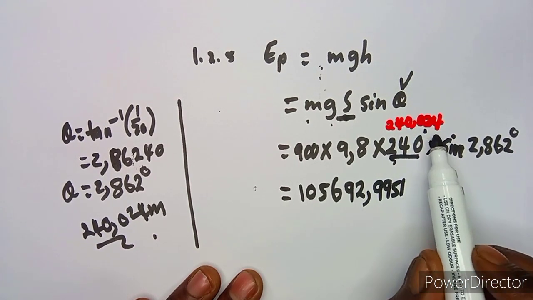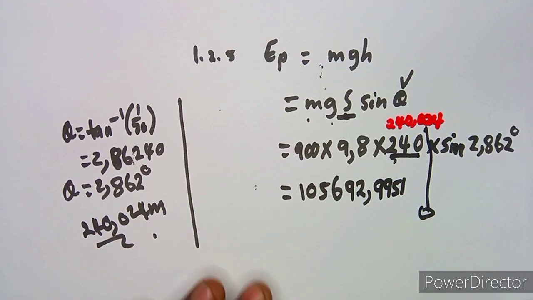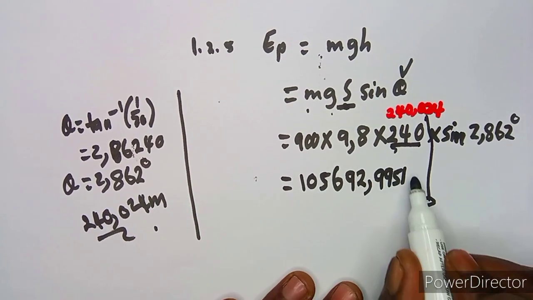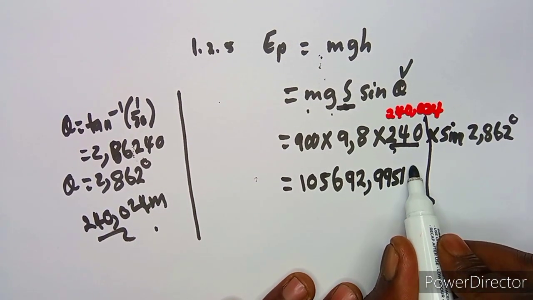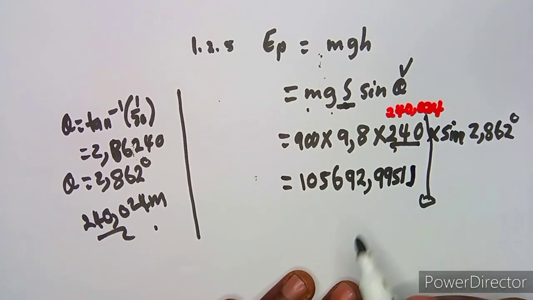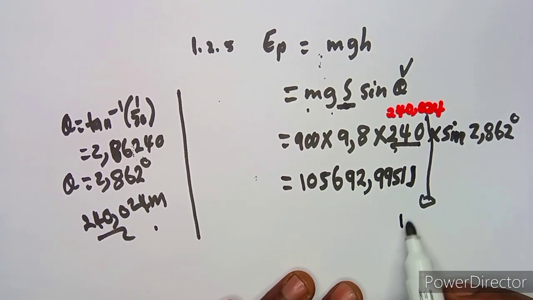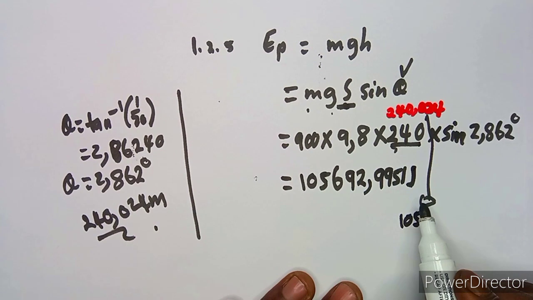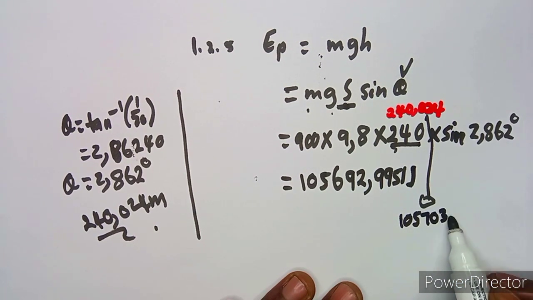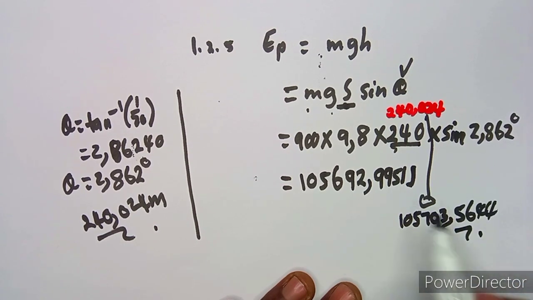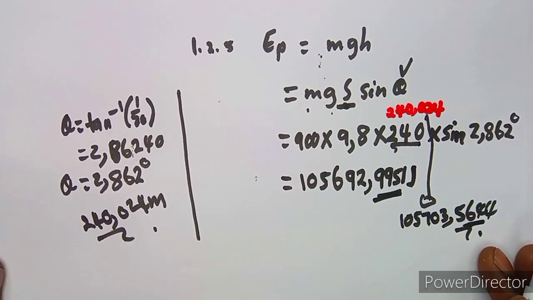But from the other value, it is going to be a different answer. This is actually kinetic energy in joules, so you can convert it into kilojoules if you want. From this value, it is going to change. It is going to be something like 105703.5644. You can round off to three decimal places if you want. Yes, that's what you would have obtained there.